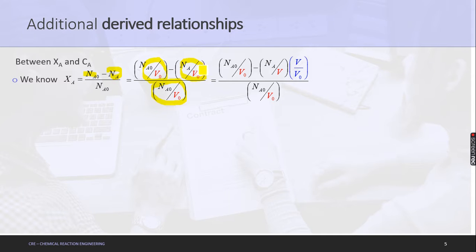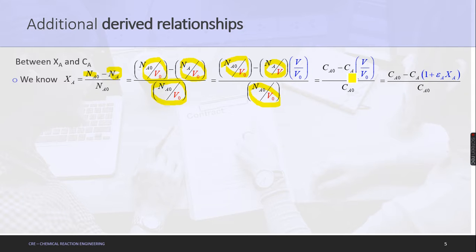NA by V, we are just adjusting it, NA by V into V by V0, so NA by V becomes C. So this part is C, and this one is C0. So we can simplify it: CA0 minus CA into V by V0. And V by V0 equals 1 plus eta A XA. So now we can summarize similarly. If we put this expression together, we can rewrite it as CA0 XA equals CA0 minus CA into (1 plus eta A XA).